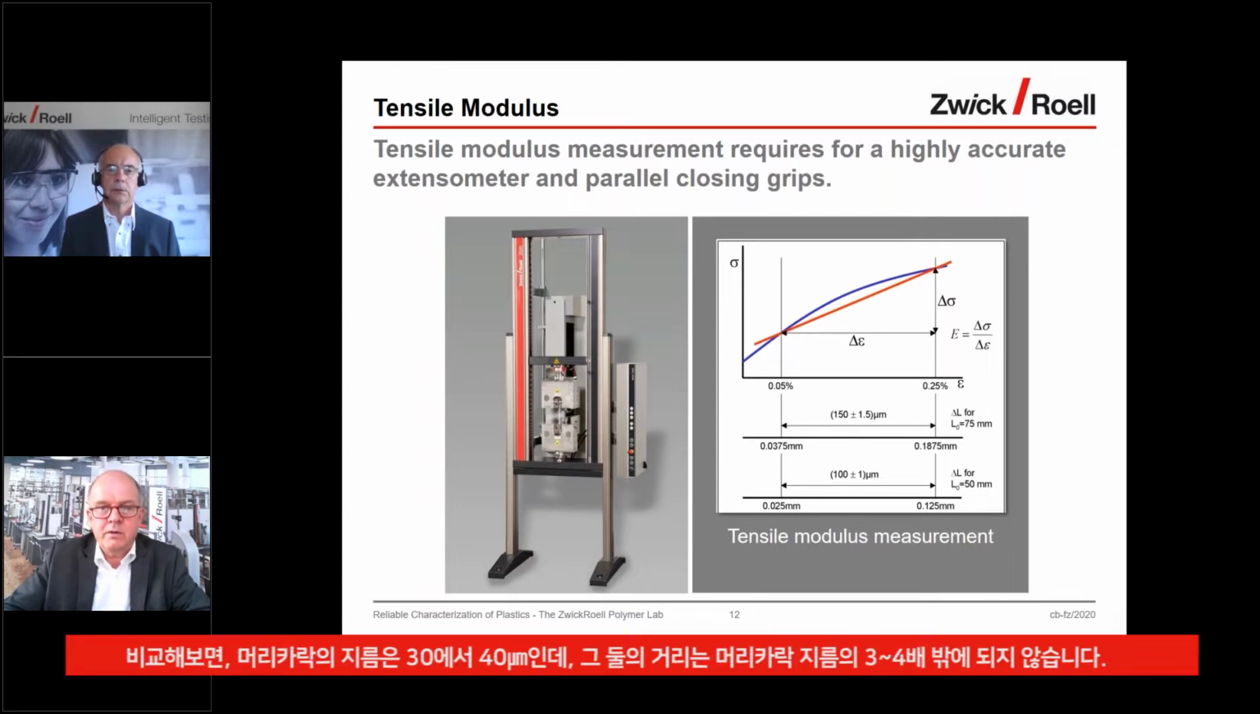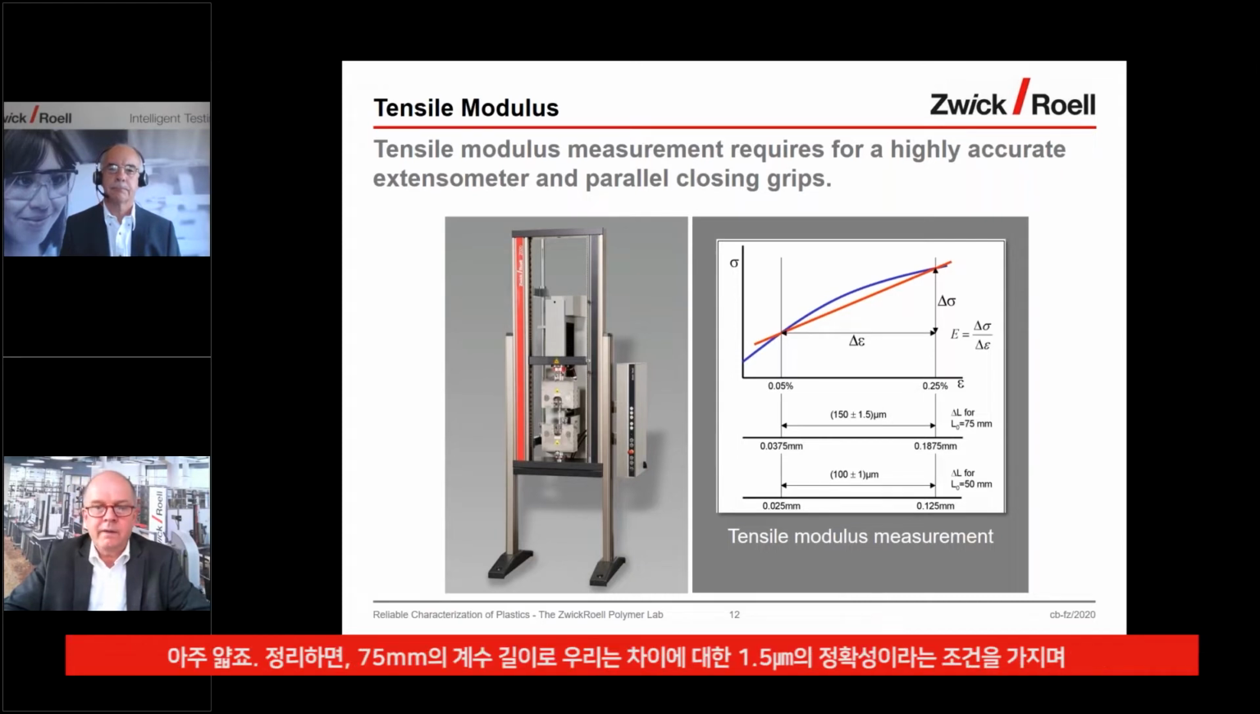Just for comparison, the diameter of a hair is 30 to 40 micrometers. So this is just a distance which is 3-4 times the diameter of a hair. So it's a very tiny thing. So with a 75 millimeter gauge length, we have this condition of accuracy of 1.5 micrometer for the difference here.